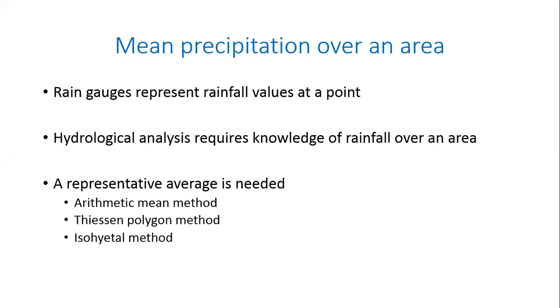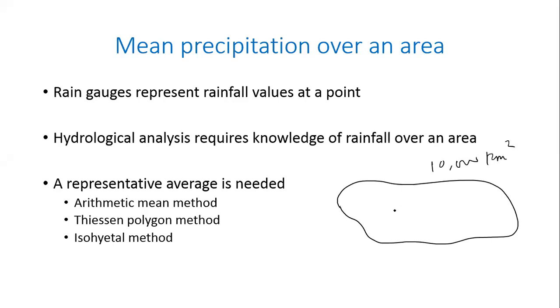Okay, so just like I have been drawing all this time, suppose I'm interested in a large area. Let's say this is 10,000 square kilometers. I need to know what the average rainfall over this entire large area is. To calculate this average, there are multiple ways of doing it. The first one is the very simplest one, the arithmetic mean method. Then there are two relatively more sophisticated methods. One is called the Thiessen polygon method, and the other is called the isohyetal method.